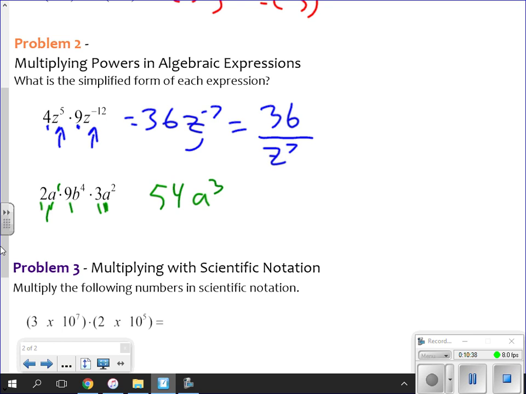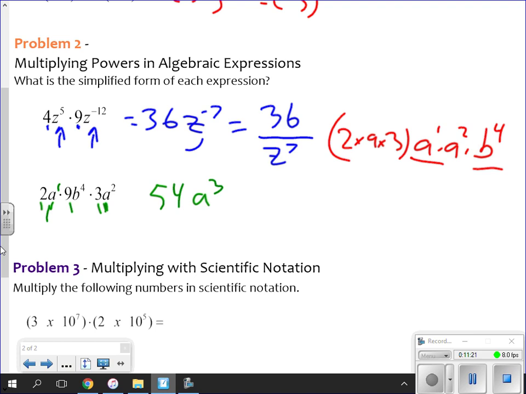But if I wanted to, I could take this problem and rearrange it to go, okay, I have 2 times 9 times 3, and then I have A to the first times A squared times B to the 4th power, because order doesn't matter with multiplication. I can do it in any order I want if I'm multiplying. I don't need to, but we can do that. So then I have the numbers out front, then I have my A's, and then I have my B's. You can do it in any order you want, because there's no addition or subtraction.